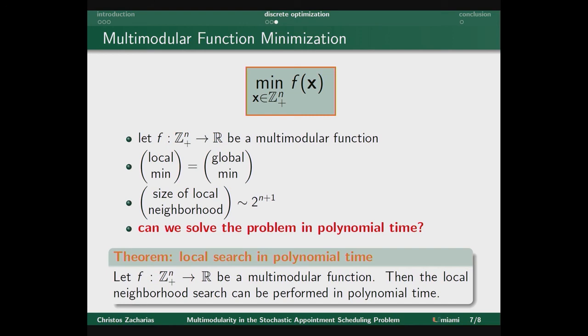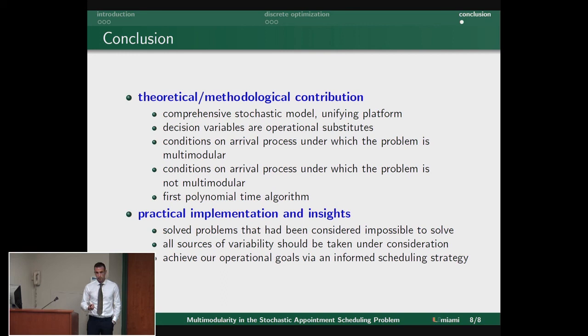So in conclusion, the appointment scheduling problem is highly stochastic in nature. It possesses discrete convexity properties. Our efficient optimization procedure allowed us to solve problems that were considered impossible to solve in the past, and allowed us to gain some novel insights into appointment scheduling.